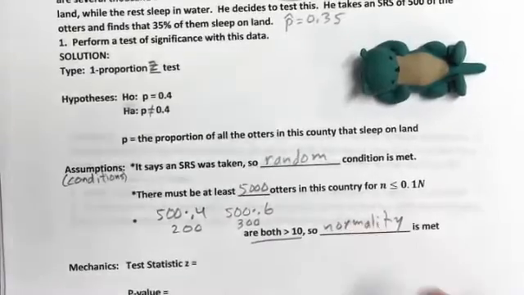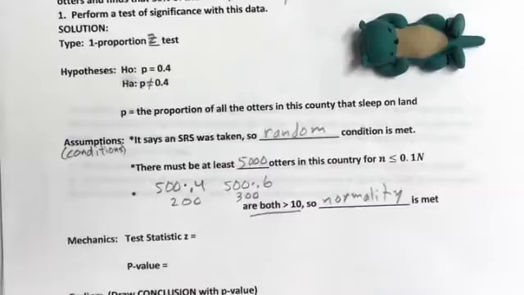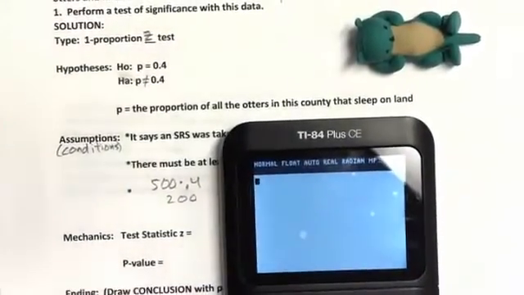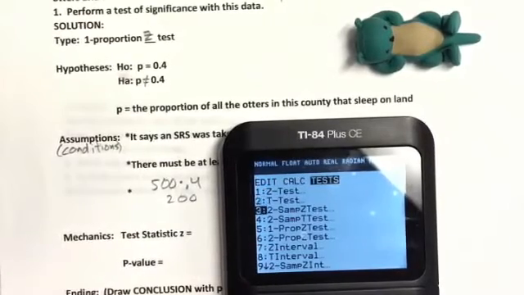All right, very good. And so then we have our mechanics. We have to find our test statistic and p-value. And so let's find that. So we will say stat, we will say test, and we go down to option 5.